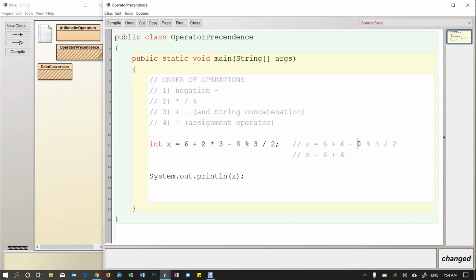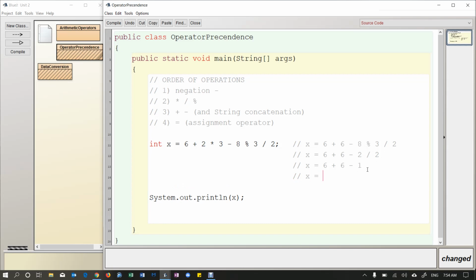So 8 mod 3. So 3 goes into 8 how many times? Twice, but what's the remainder? So 3 times 2 is 6. So the remainder, what's left over, is 2. So we're going to have 2 and then divided by 2, this piece at the end. And then what happens next? Well, we're going to do division before addition and subtraction. So this is going to be 6 plus 6 minus 2 divided by 2, which is 1. And then we're going to go left to right. We're going to do this first, so it's 12. And then finally, we have 12 minus 1, which is 11.